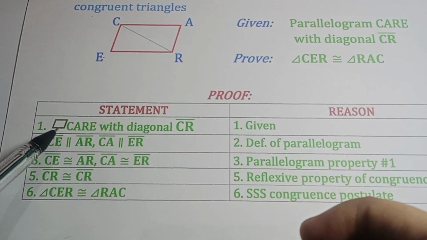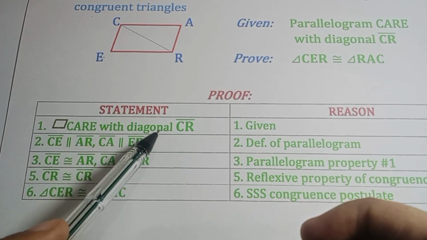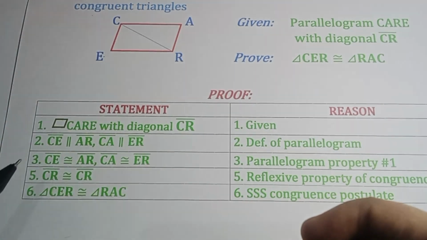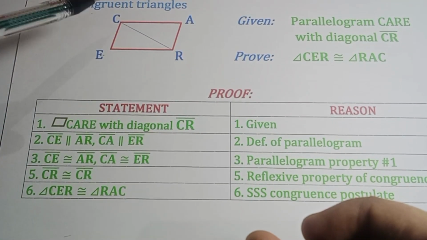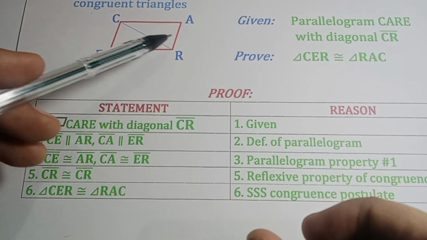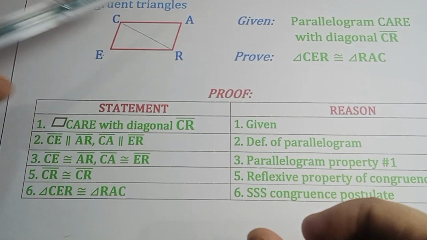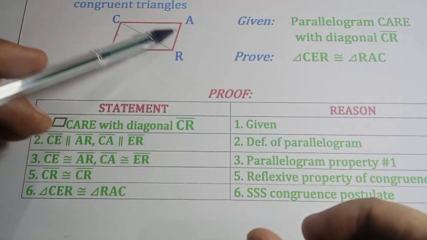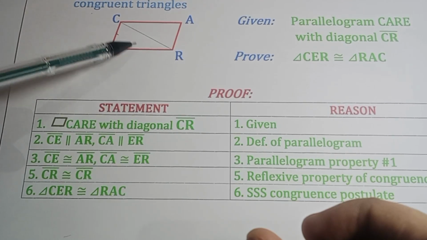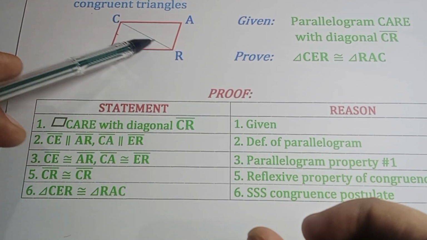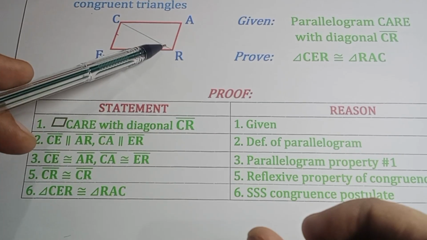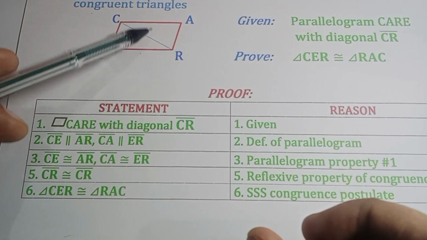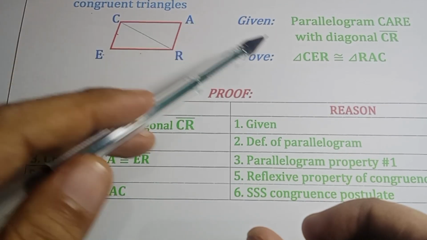Number 1, we have parallelogram CERA with diagonal CR, given. Now let's analyze this figure since we are just making two triangles congruent. Using property number 1, this will be congruent, this will be congruent. And using the reflexive property, this is equal to itself. So you can have side, side, side for this triangle, and side, side, side for this triangle. That's SSS. We are able to prove this.